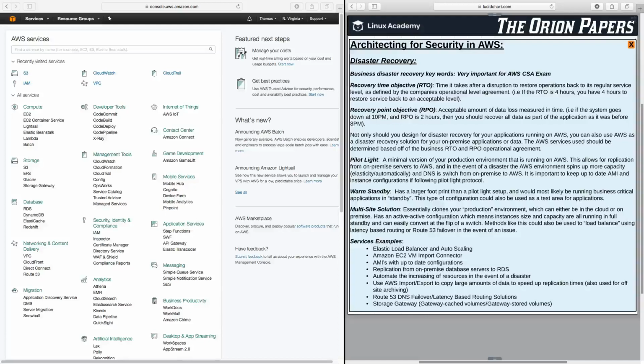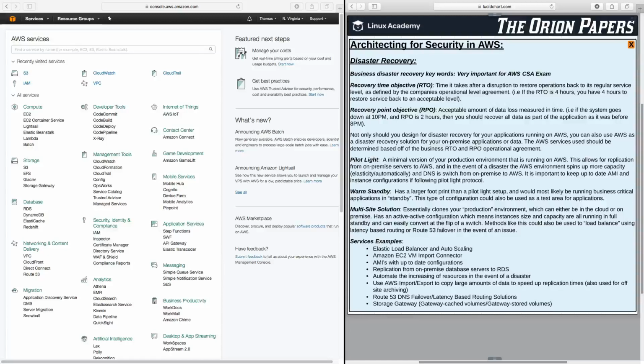So what exactly does that mean? Well, if the system goes down, let's say at 10 p.m., and RPO, or recovery point objective, is set for 2 hours, then you should recover all data as part of the application as it was before 8 p.m. So to clarify that even further, if you're running an application and the application goes down at 10 p.m. and the RPO is set to 2 hours, that means that you are expected to recover all data except for data in the last 2 hours.